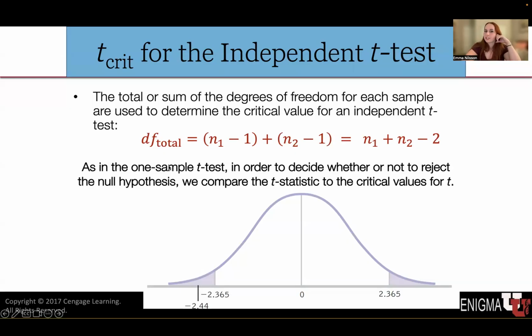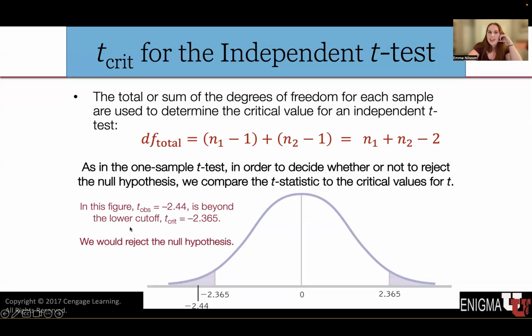And as before, just like in our one sample t-test, in order to decide whether or not we want to reject the null hypothesis, we're going to compare our t-statistic to our critical values. And if our observed t-statistic is inside the critical zone, it's either lower than the lower value or higher than the higher critical value, then we are going to reject the null hypothesis because we're saying that the difference between the means that we're seeing is too big to be reasonable.